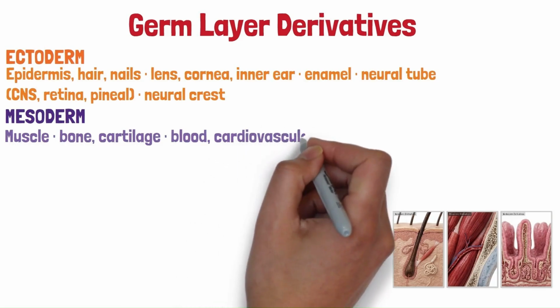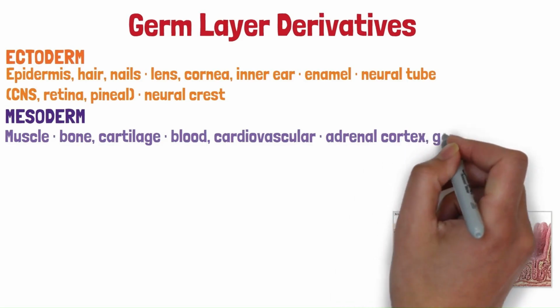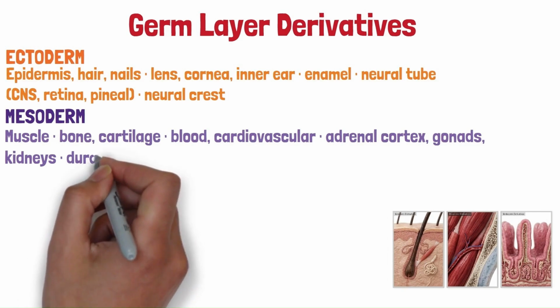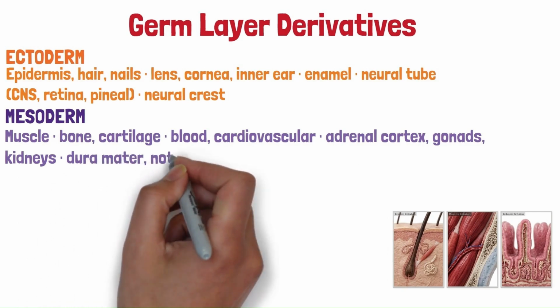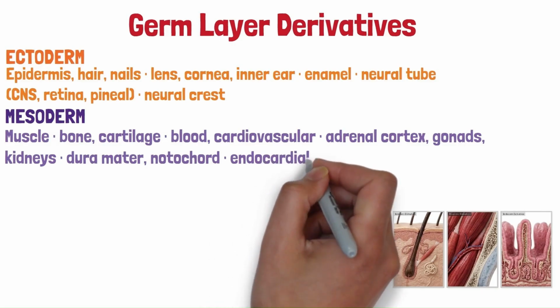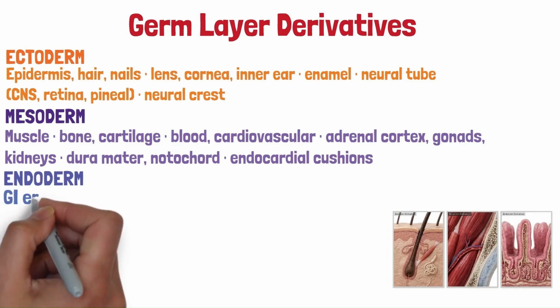Mesoderm builds all three types of muscle, bone and cartilage, blood, and the whole cardiovascular system. The adrenal cortex, gonads, kidneys, dura mater, the notochord. Remember, that becomes the nucleus pulposus. And the endocardial cushions and aorticopulmonary septum in the heart.